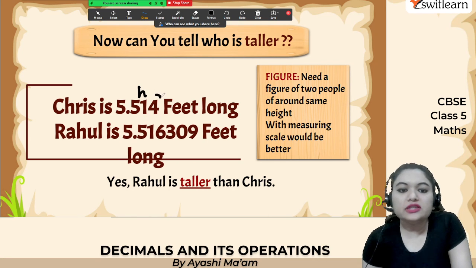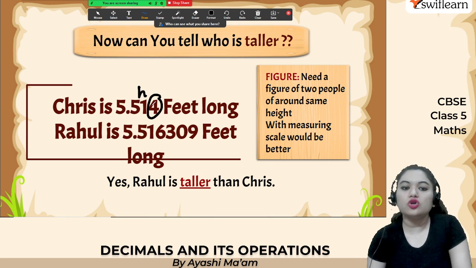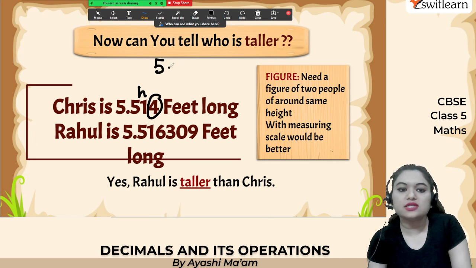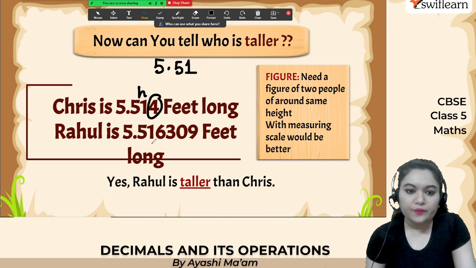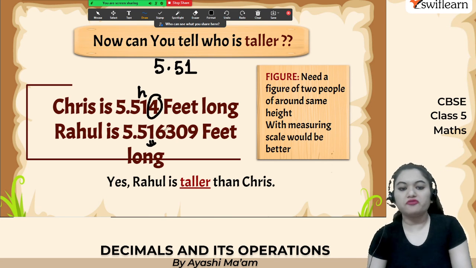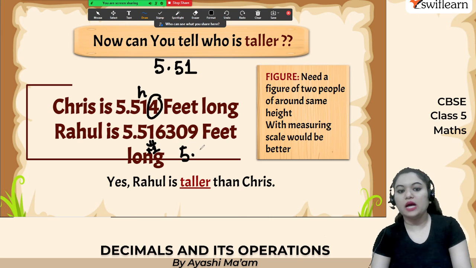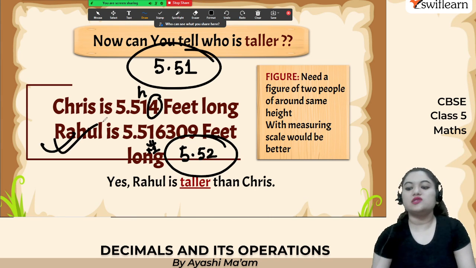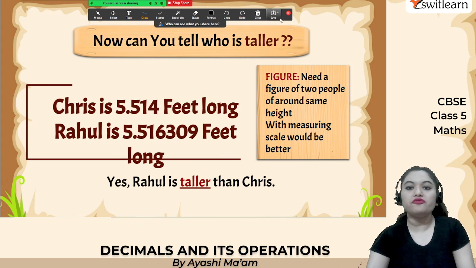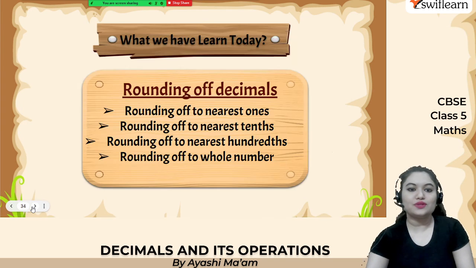After the 100, the digit over here is 4, so here you will have no change. So your answer will be 5.51 for Chris, and for Rahul the hundreds place is 1 and the digit after the hundreds place is 6, therefore we will do a plus 1 over here. Why? Because it is greater than 5, so it will become 5.52. So now who is taller? Rahul is taller, and with the help of rounding off we found it out.